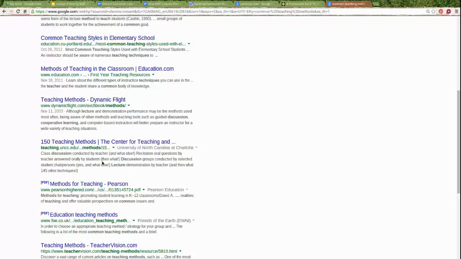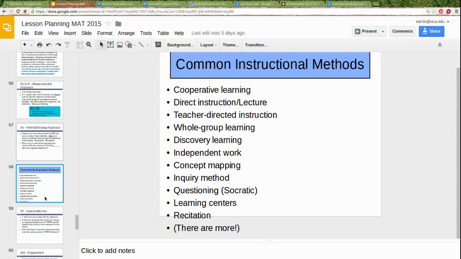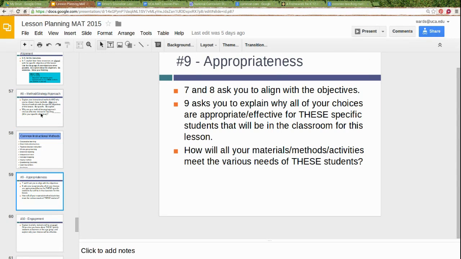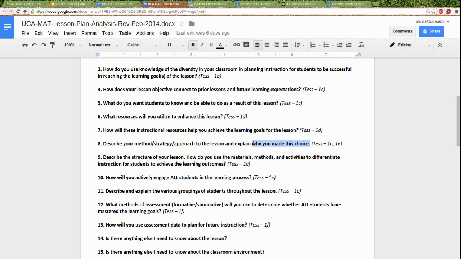So if you're confused about, well, what method should I use? Look around and find some that seem interesting. Or, since it's your first lesson, stay kind of simple for the first time out. But on number 8, what are you answering? You are telling the method that you're using, and then you're explaining why you made this choice.